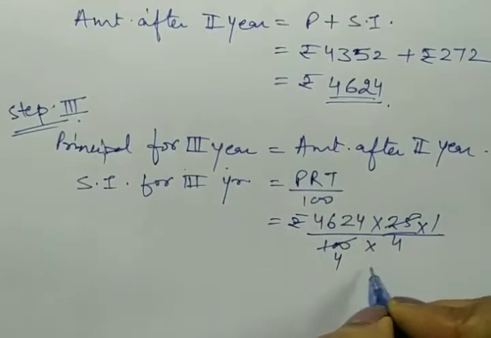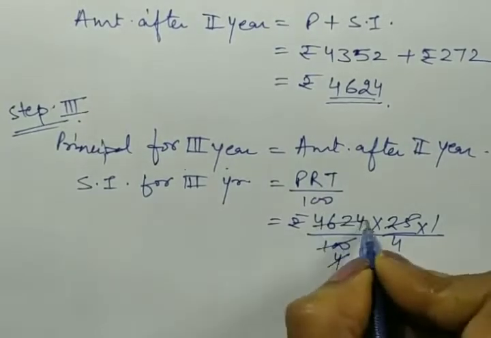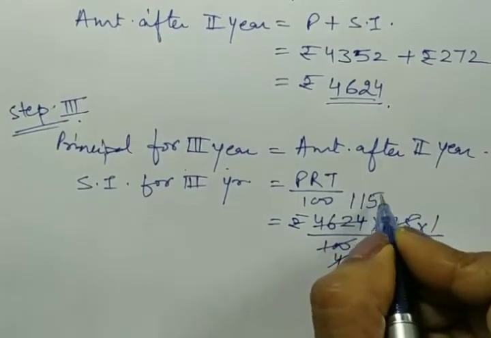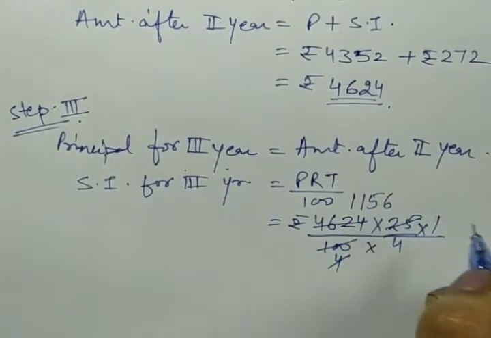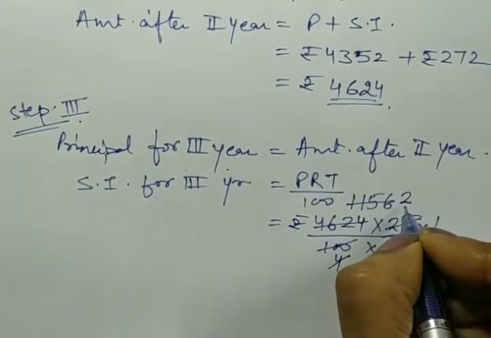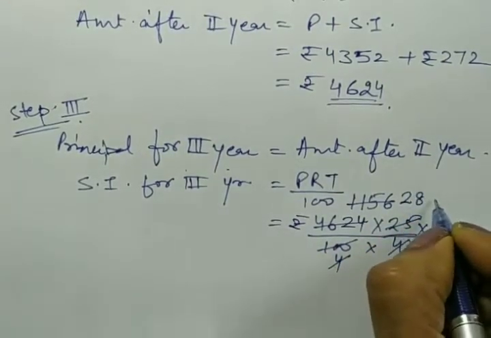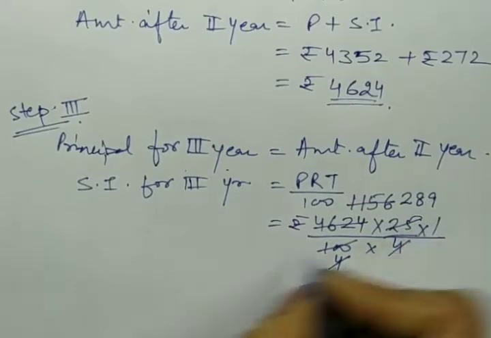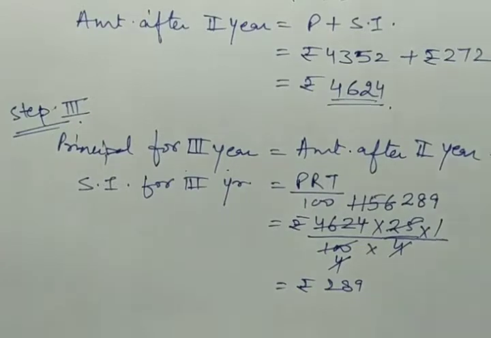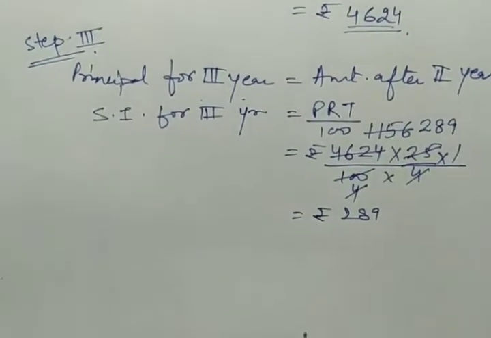25 fours are 100, 4 ones are 4, 4 ones are 4, 4 fives are 20, 4 sixes are 24. 4 twos are 8, 4 eights are 32, 4 nines are 36. So I got rupees 289 as simple interest for third year.